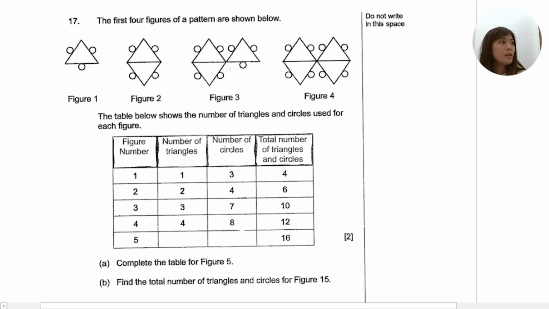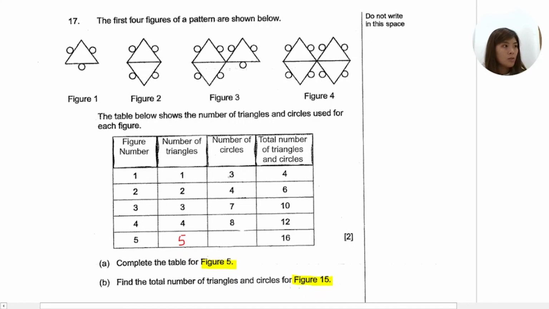Okay, question 17. The first 4 figures of a pattern are shown below. Table below shows the number of triangles and circles used for each figure. So complete the table for figure 5 and then find the total number of triangles and circles for figure 15. Okay, so part A, right? Complete the table for figure 5. Okay, so if you look at this, figure number 1, you got 1 triangle. Number 2, you got 2 triangle. Figure number 3, you got 3 triangle, and figure number 4, you have 4 triangles. So figure number 5, you should have 5 triangle.